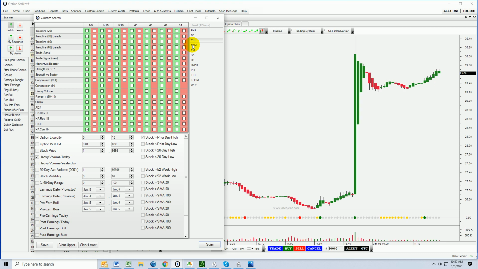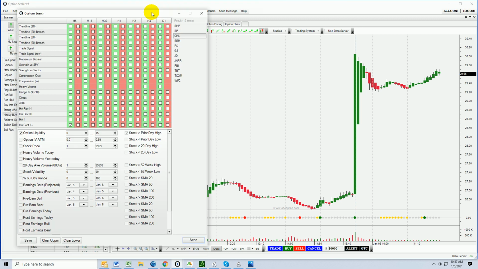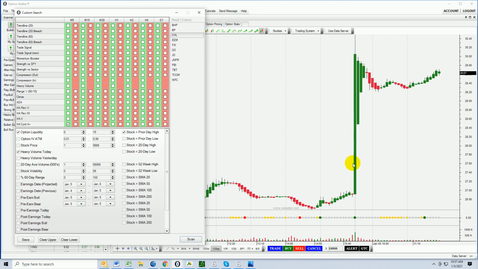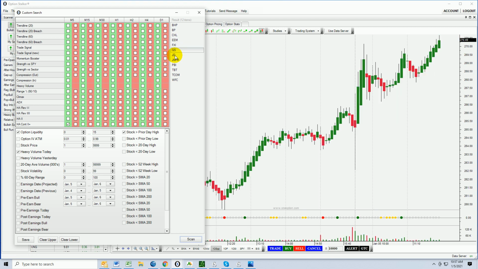BP, CHL, not going to be delisted. I believe that's China Mobile, correct? Big news on it. Starting to move a little bit higher. FXI we looked at. GS. You can see, nice head of steam. Almost a cup and handle here. Breaking out to a new high.